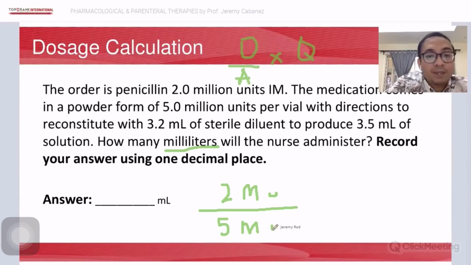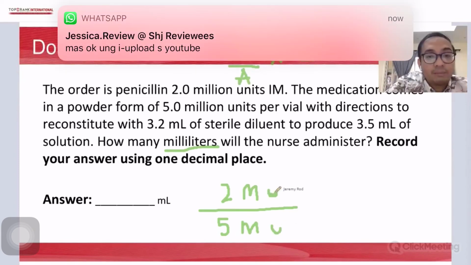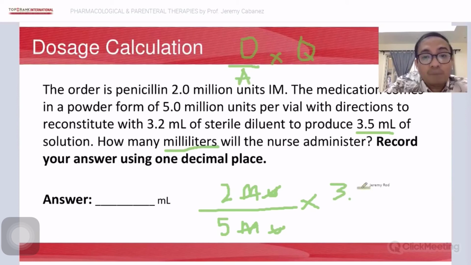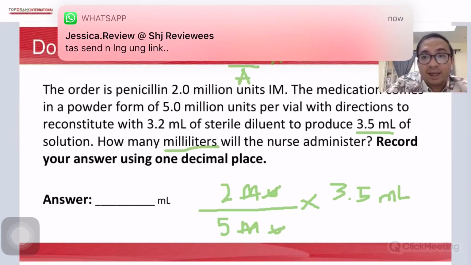Okay, tanong, pareho ba tayo ng unit of measurement? Pareho naman, di ba? So, pwede mo bang i-cancel? Cancel unit, cancel unit. Million, million. Pareho, di ba? Ng unit of measurement. So, definitely, 2 over 5 times quantity. What should be the quantity? Yung 3.2 ba ang gagamitin mo or 3.5? Ilan na yung diluent mo? Total is 3.5. So, yung 3.5 ang gagamitin mo. Right? Okay, sige. 2 over 5, okay, times 3.5.